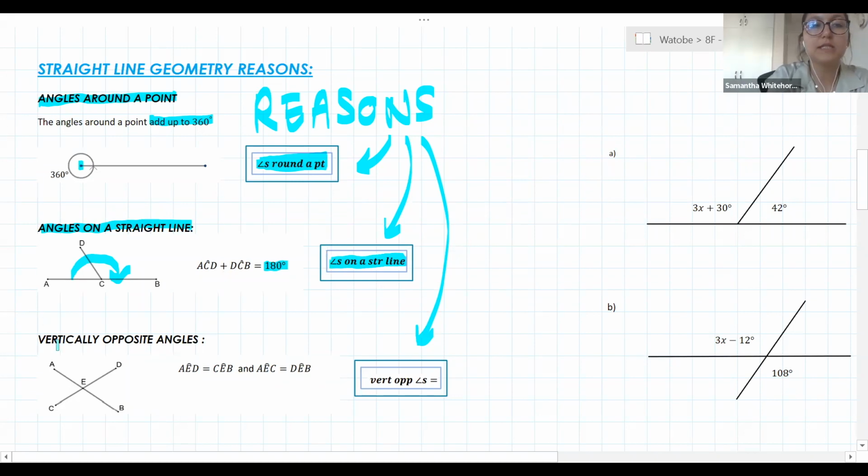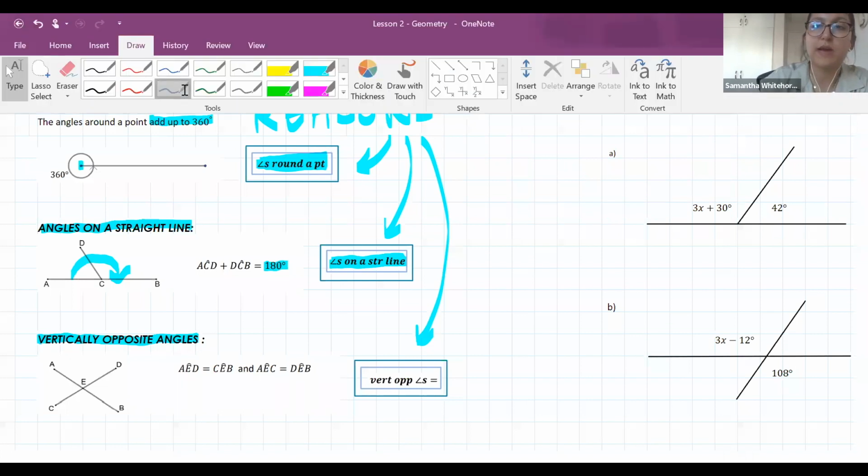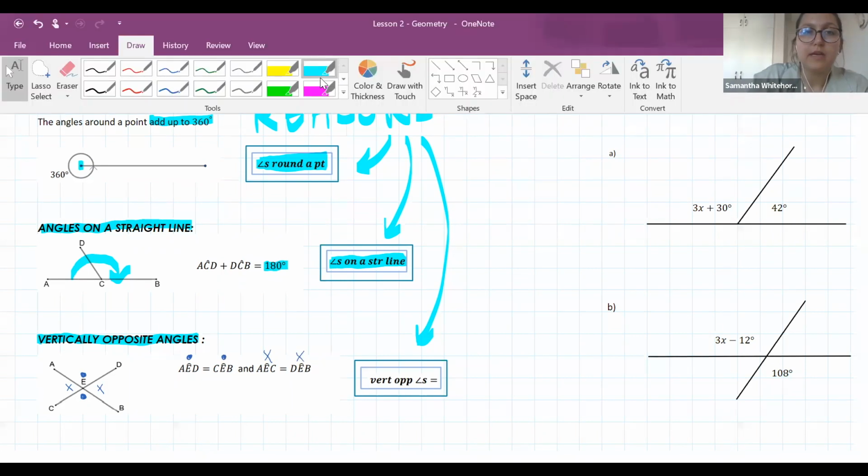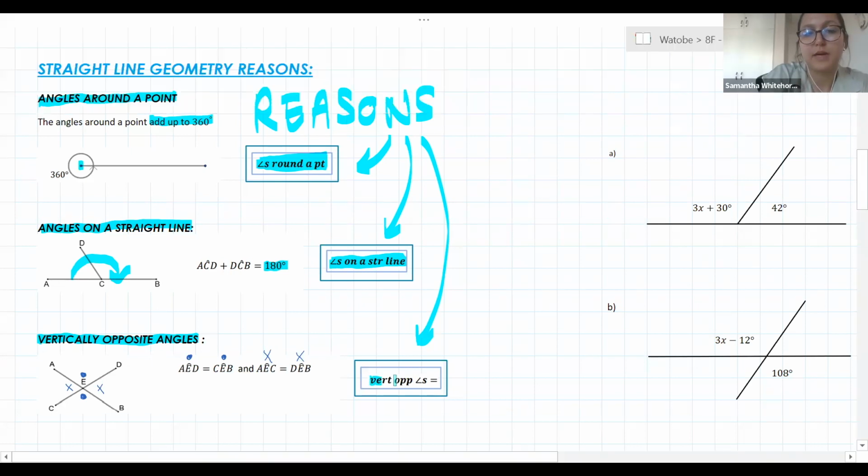And finally, the last straight line geometry reason that we learned was the fact that vertically opposite angles are equal. And so basically what that means is when you have this sort of like cross shape, the angles opposite each other at the intersection between the 2 lines are equal in size. So the 2 circle angles, AED and CEB, are equal to each other, which is what that statement says. Let's maybe do this a bit better. So those are the 2 circle angles, and the fact that AEC and DEB are equal to each other. So vertically opposite angles are equal. Again, we have a reason that we use: vert op angles equal.